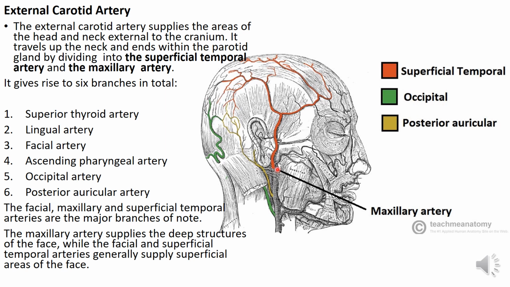Before it ends into these arteries, the external carotid gives 6 important branches in total. They are superior thyroid, lingual, facial, ascending pharyngeal, occipital and posterior auricular arteries. Out of these 6 arteries, the facial, maxillary and superficial temporal arteries are the major branches. The maxillary artery supplies deep structures of the face. The facial and the superficial temporal arteries supply superficial areas of the face.